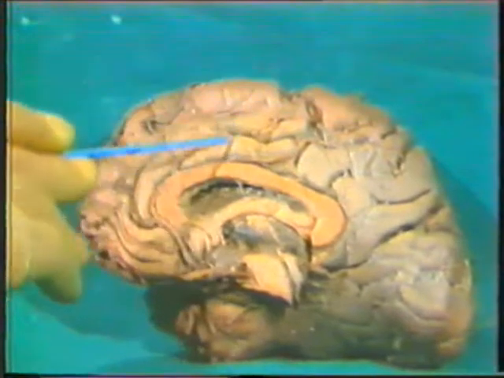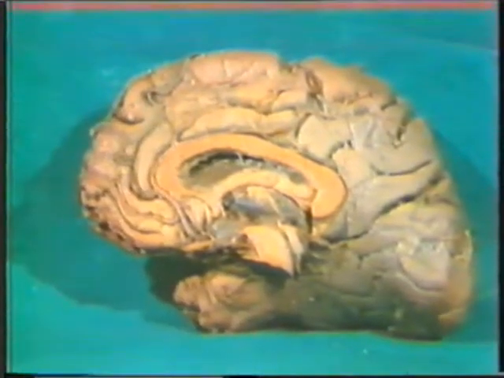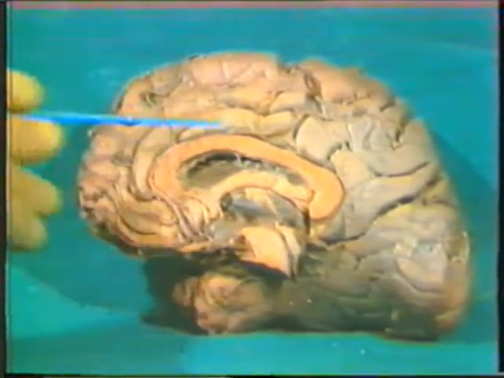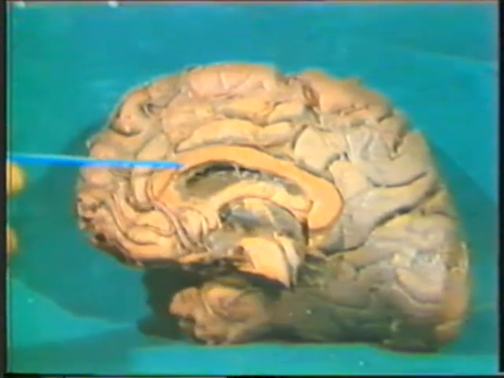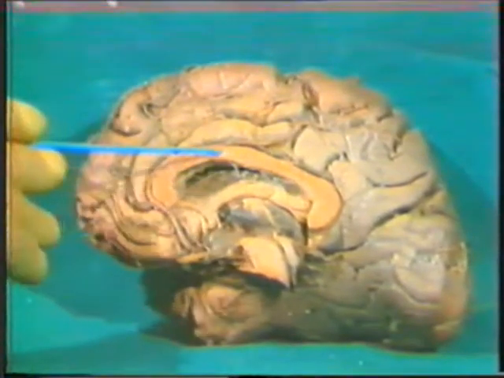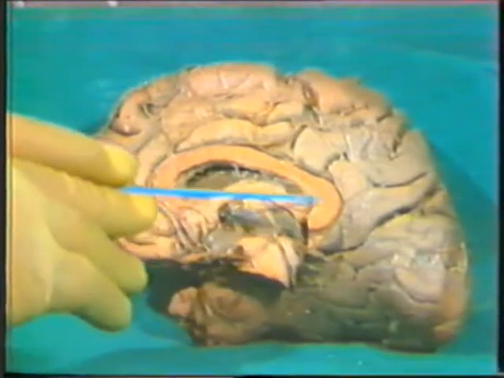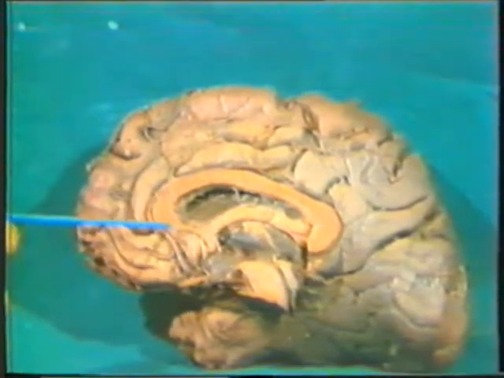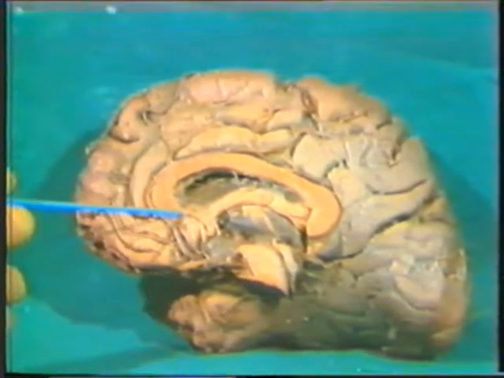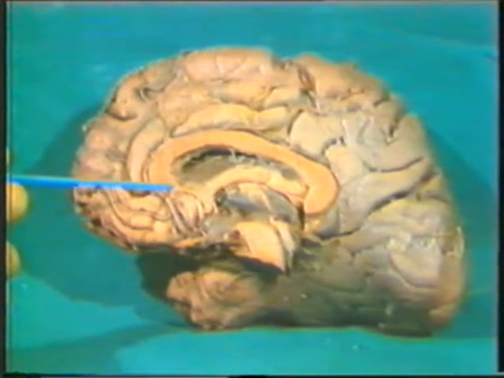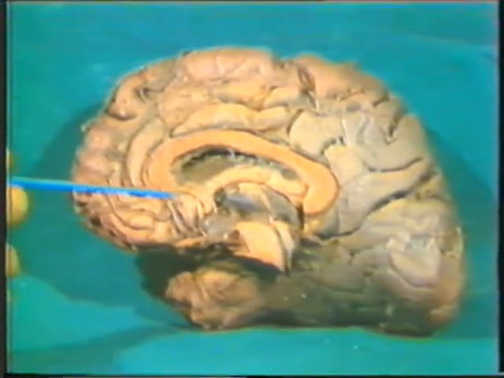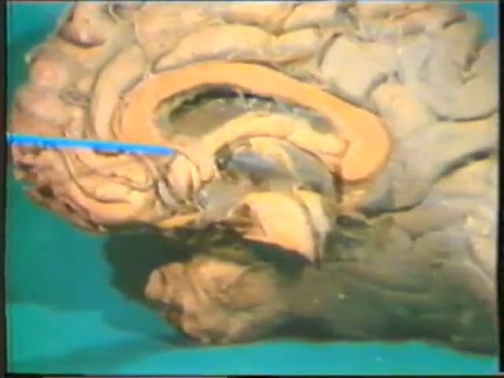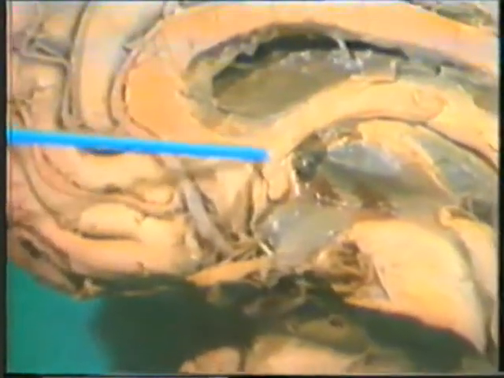In cut section, it consists of a main horizontal part called the trunk, which ends in a free posterior end called the splenium, and ends anteriorly by making a bend called the genu. From the genu, the corpus callosum extends backwards to form the rostrum, which ends at the upper end of the lamina terminalis.